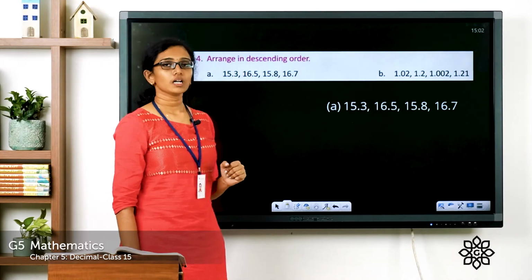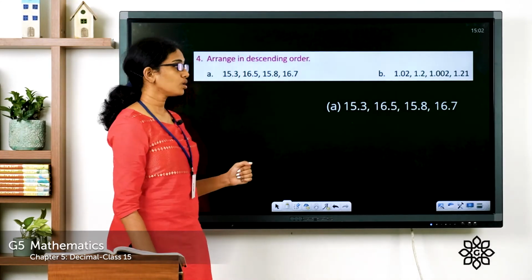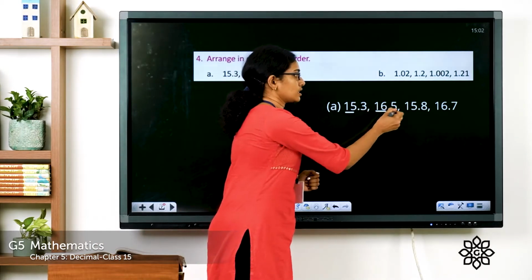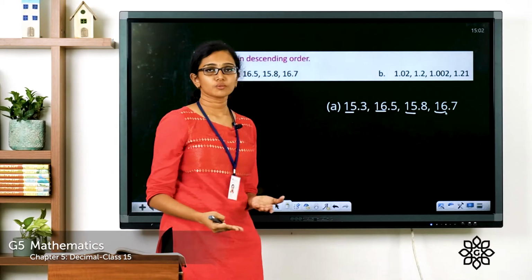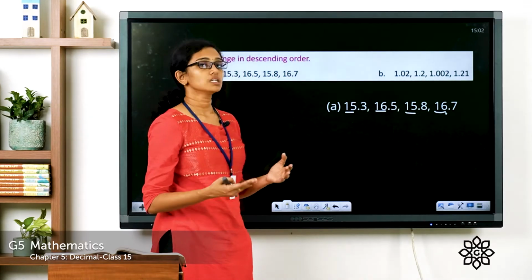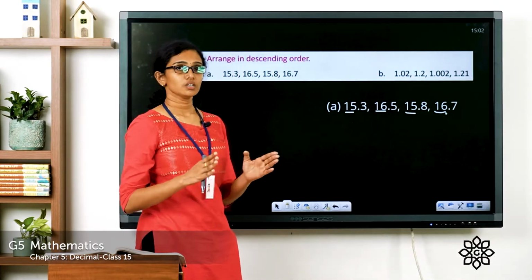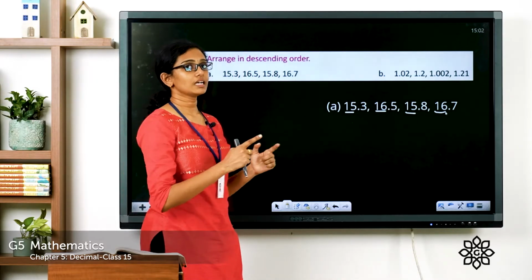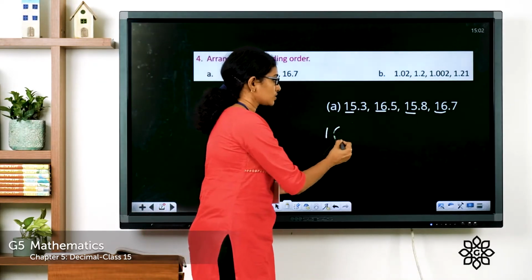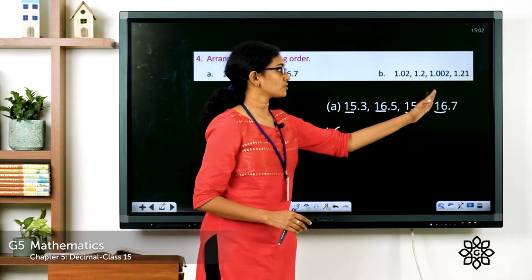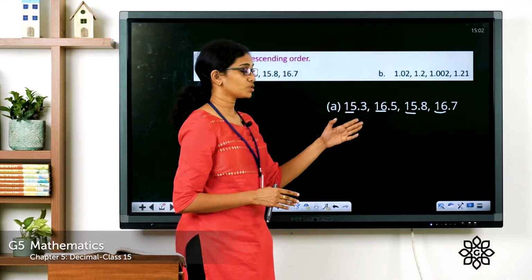So let's compare the like decimals, the whole number part of the like decimals. So here we have 15 and 16, 15 and 16. Which is smaller, 15 or 16? 15 is smaller. Here we are arranging in descending order. So it should be 16 that comes first. So first we write 16. Then from among the numbers which have 16 as the whole number part, which is the highest?